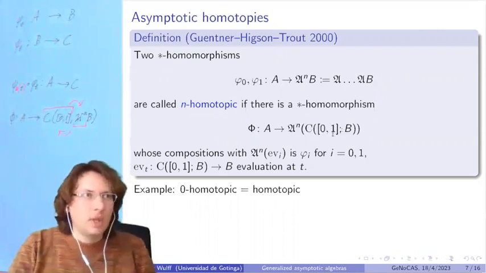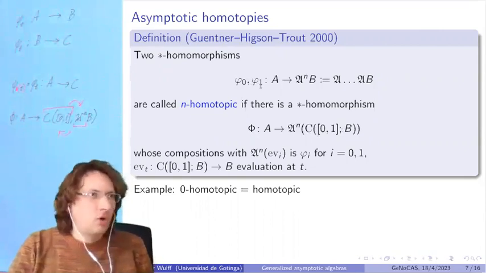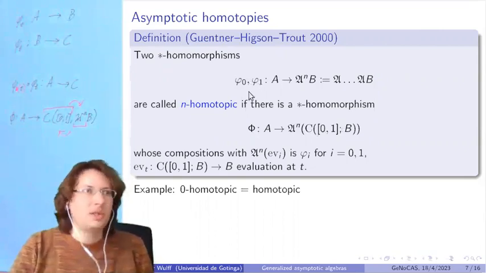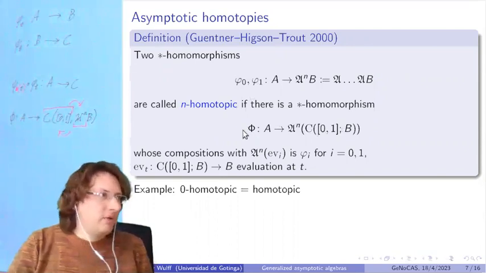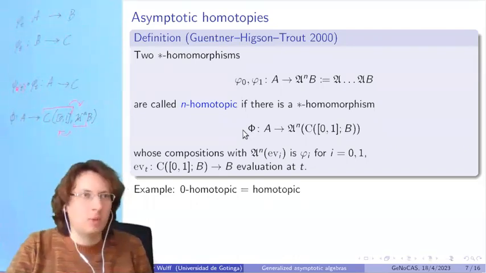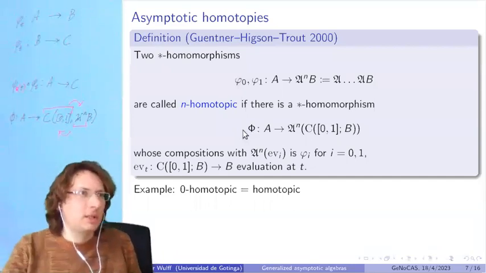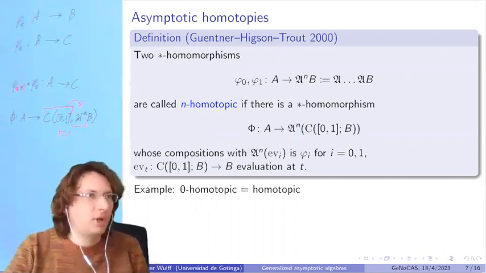And so if phi_0 and phi_1 are homotopic in the usual sense, then they are also n-homotopic, but not the other way around. So here we actually get more equivalent elements, more star homomorphisms which are n-homotopic to each other than star homomorphisms which are homotopic to each other in the usual sense. But of course, if n is equal to 0, then this is the identity, then we get exactly the usual notion of homotopy.